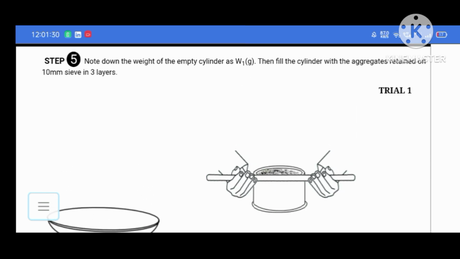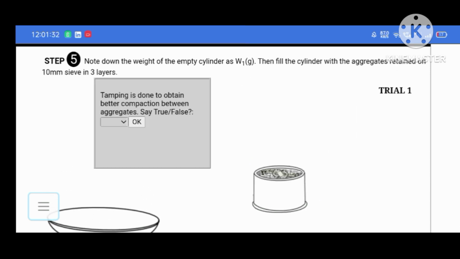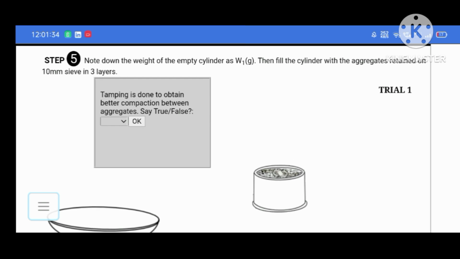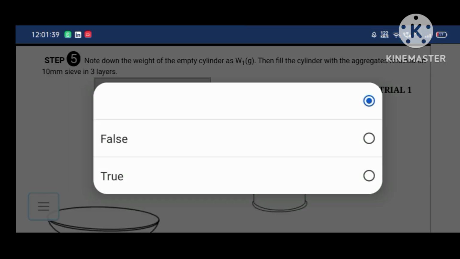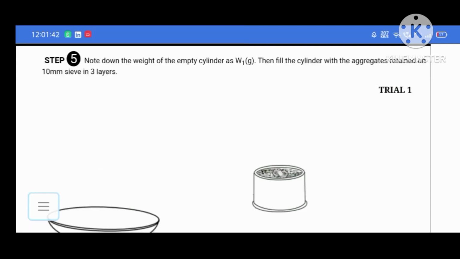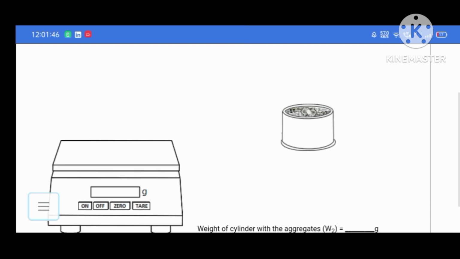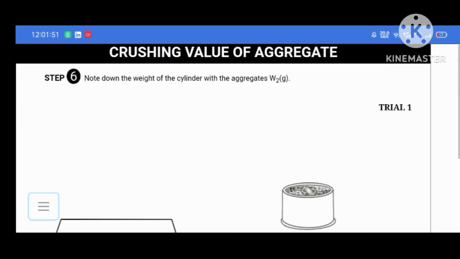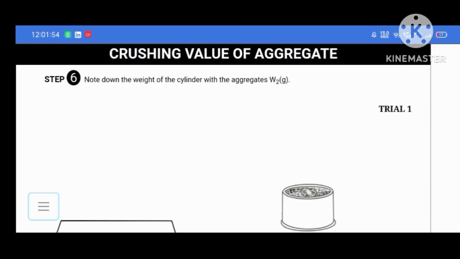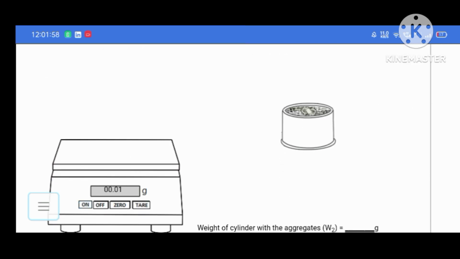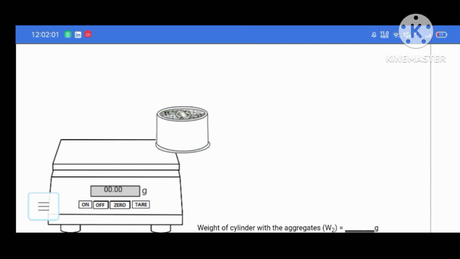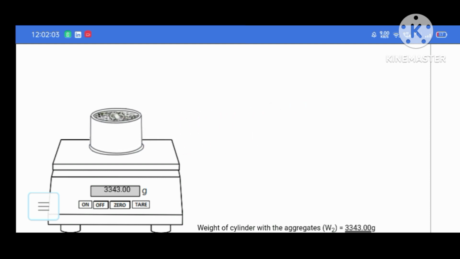Level it. Tamping is done to obtain better compaction between aggregate particles. Yes, true. Okay, now move to the next slide. Again, take the weight of that mold with aggregate. It says note down the weight of the cylinder with the aggregate as W2. Tare it, and we have the weight 3343 gram.